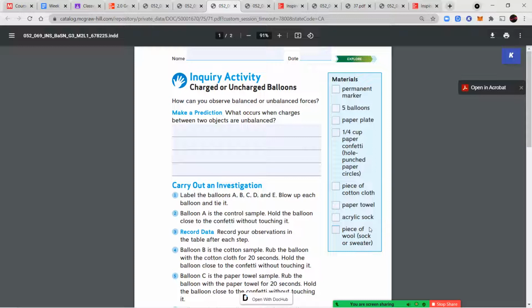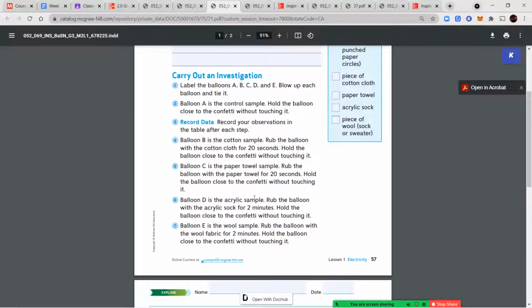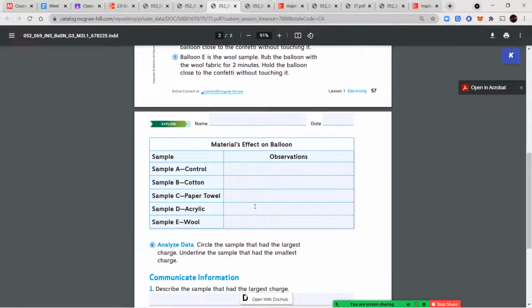Then you're going to go ahead and fill out your prediction. What occurs when charges between two objects are unbalanced? You're going to carry out the investigation following steps 1 to 7 on page 57. And then you're going to start recording the materials' effects on the balloon. Sample A is your control. Sample B is when you rubbed it with the cotton, the paper towel, the acrylic, and the wool.